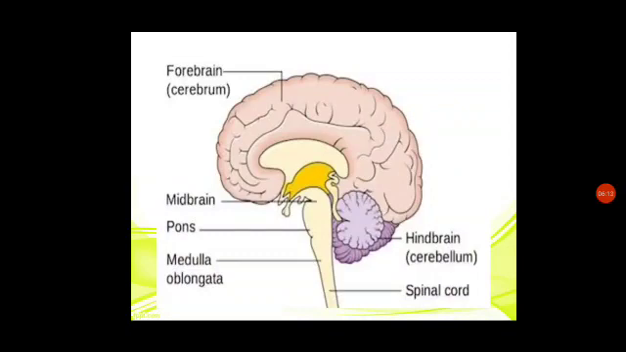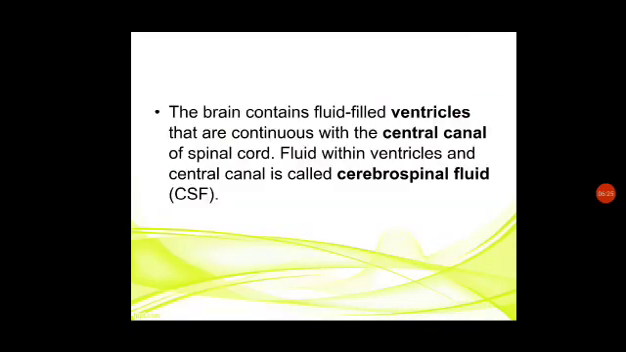Here you can see the parts of the brain: forebrain, midbrain and hindbrain. Next, the spinal cord is continuous with the brain. The brain contains fluid-filled ventricles that are continuous with the central canal of the spinal cord. Fluid within the ventricles and the central canal is called cerebrospinal fluid, CSF.